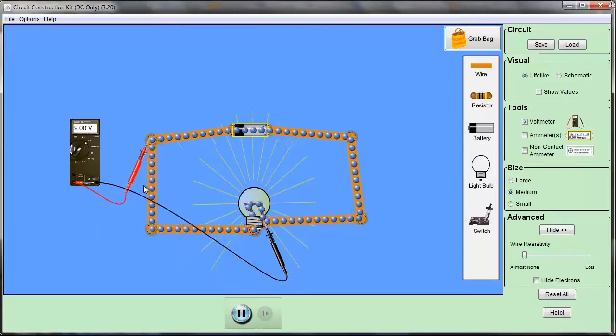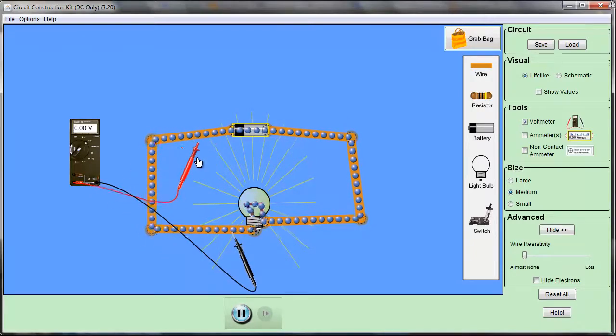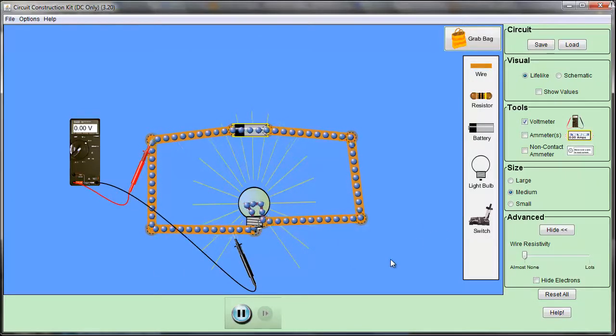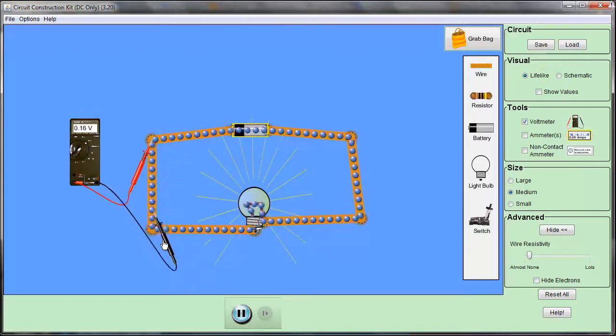Let's look at the voltage across the wires. We've got 0 volts between any two points on a wire. However, in reality, the wire would actually have some resistance itself. And on this simulation, we can turn up the resistance of the wire, and we can see now that we actually get a voltage drop across the wire, which is smaller or larger, depending on how much of the wire we look at.